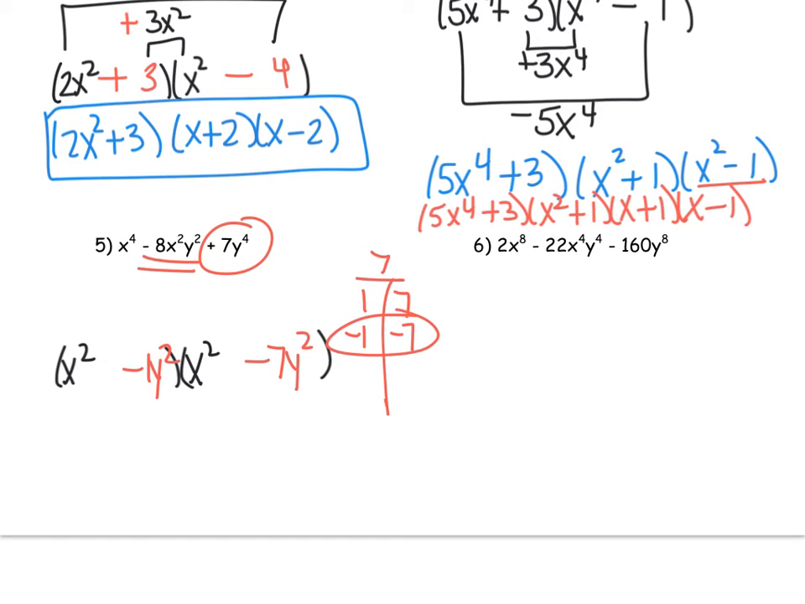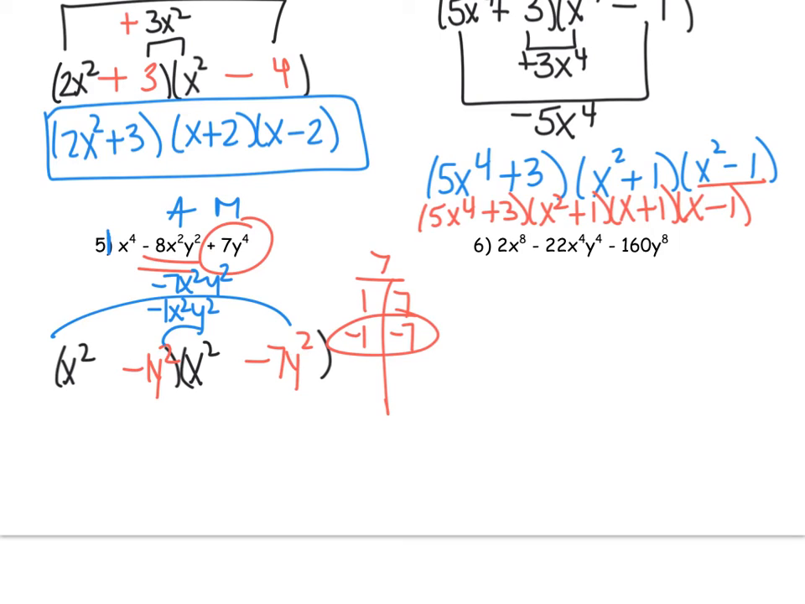And the real reason why we don't have to do the outers and the inners is because this leading coefficient here is 1, so we could just go straight to add-multiply. But let's just check it and see if it works anyway. And it looks like it does. Negative 7x squared y squared plus negative 1x squared y squared is negative 8x squared y squared.